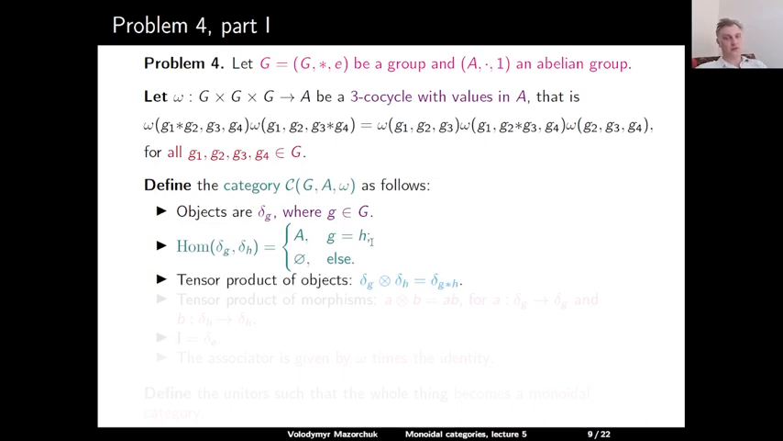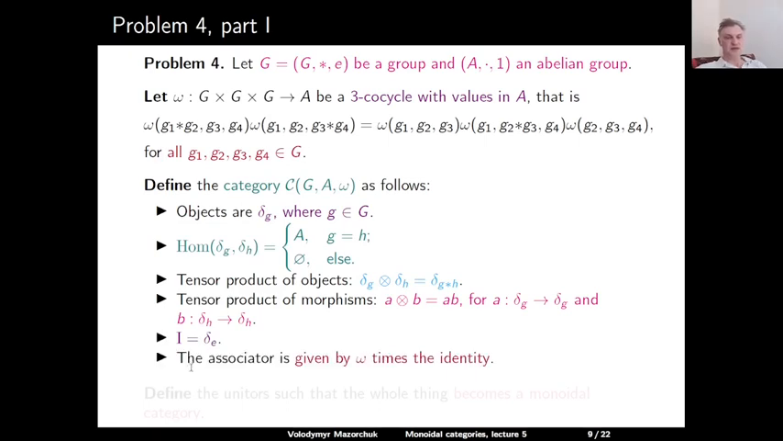The tensor product on objects is exactly as in the previous case: delta g tensor delta h is equal to delta gh. And the tensor product of morphisms is a simplified version, so a tensor b is just equal to ab. So compared to the previous problem, we take chi to be the trivial morphism which sends all elements of G to the identity map on A. The identity object is delta e, and here comes a difference.